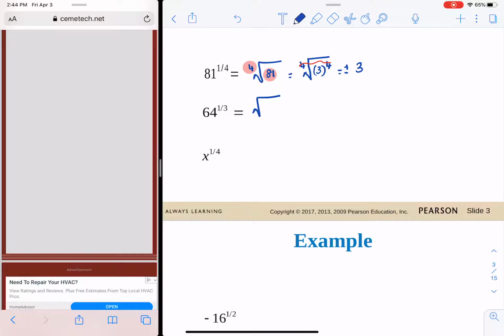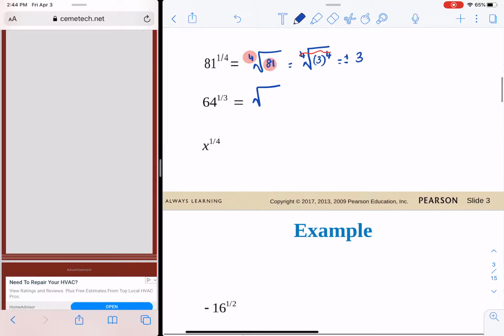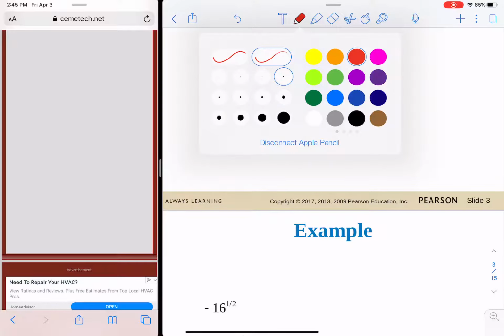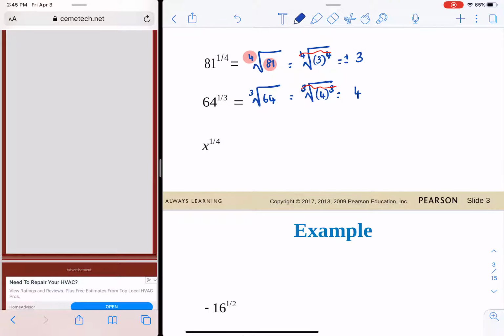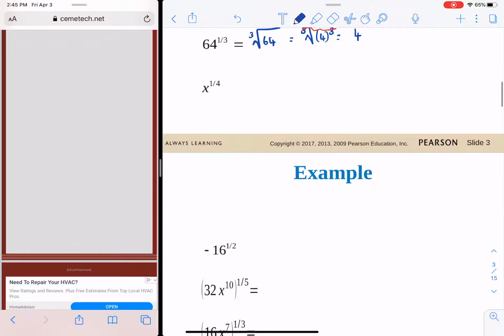64 raised to 1 over 3 is simply the third root of 64. So we would want to write 64 as a third power of some number. And we know 4 to the power of 3 is 64. So these two would go away, resulting in simply 4. And we are not going to have plus or minus here because the root is an odd root.